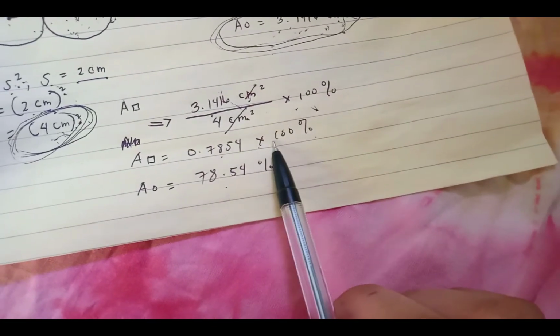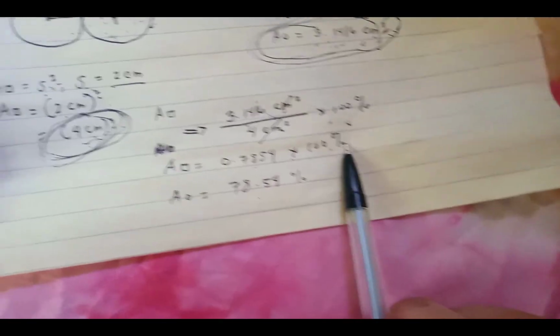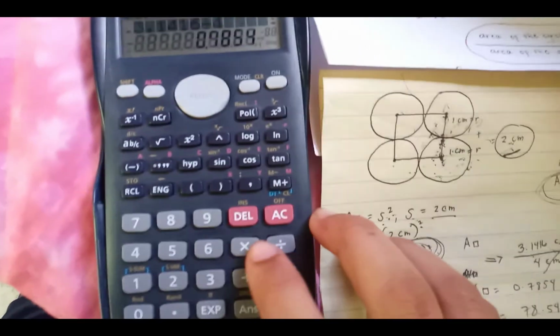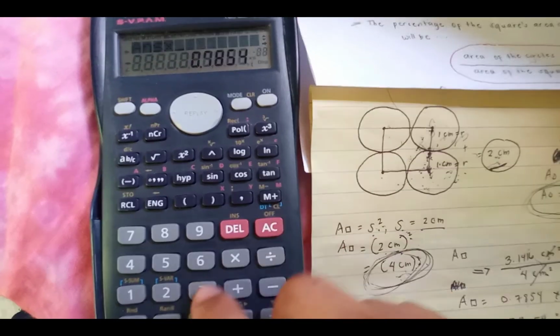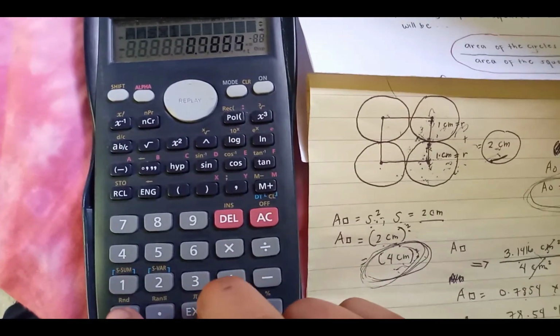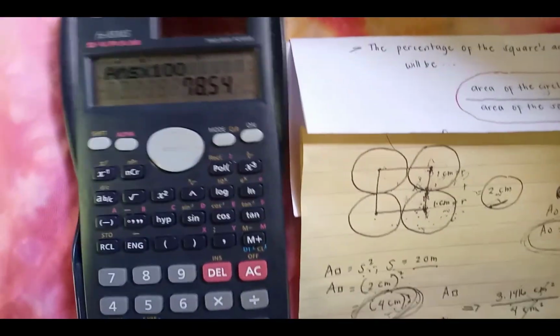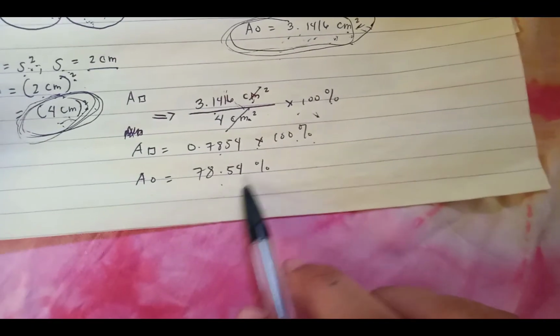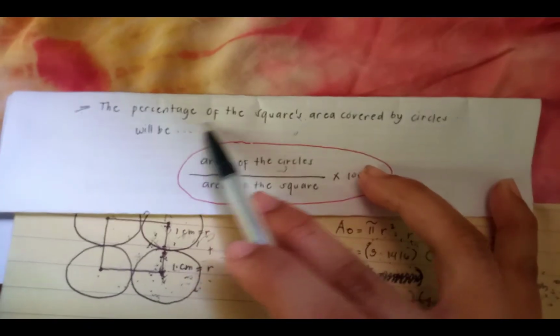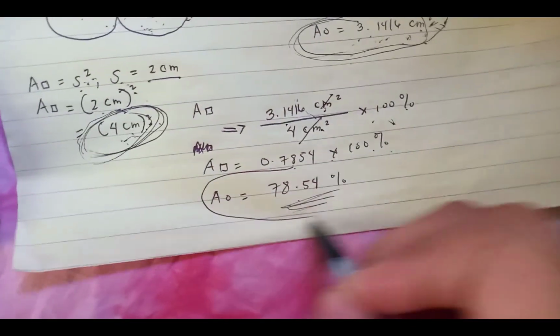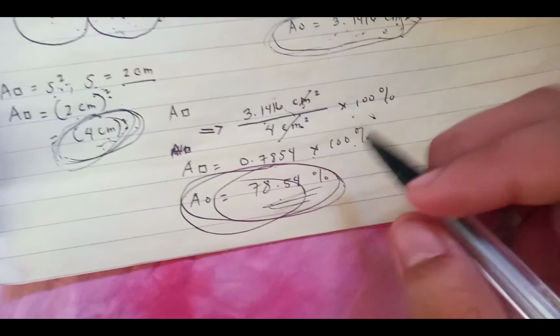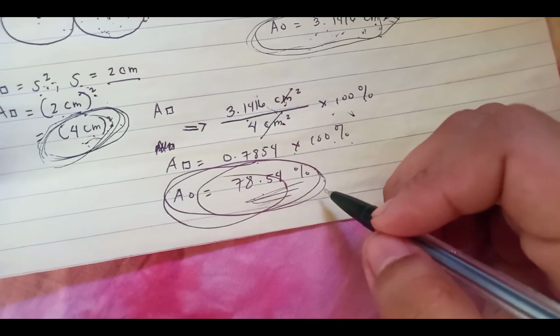The next is multiplying by 100%, by 100, and that is equal to 78.54. So the percentage of the square's area covered by circles is 78.54. So we're done with our video. Thank you for listening.